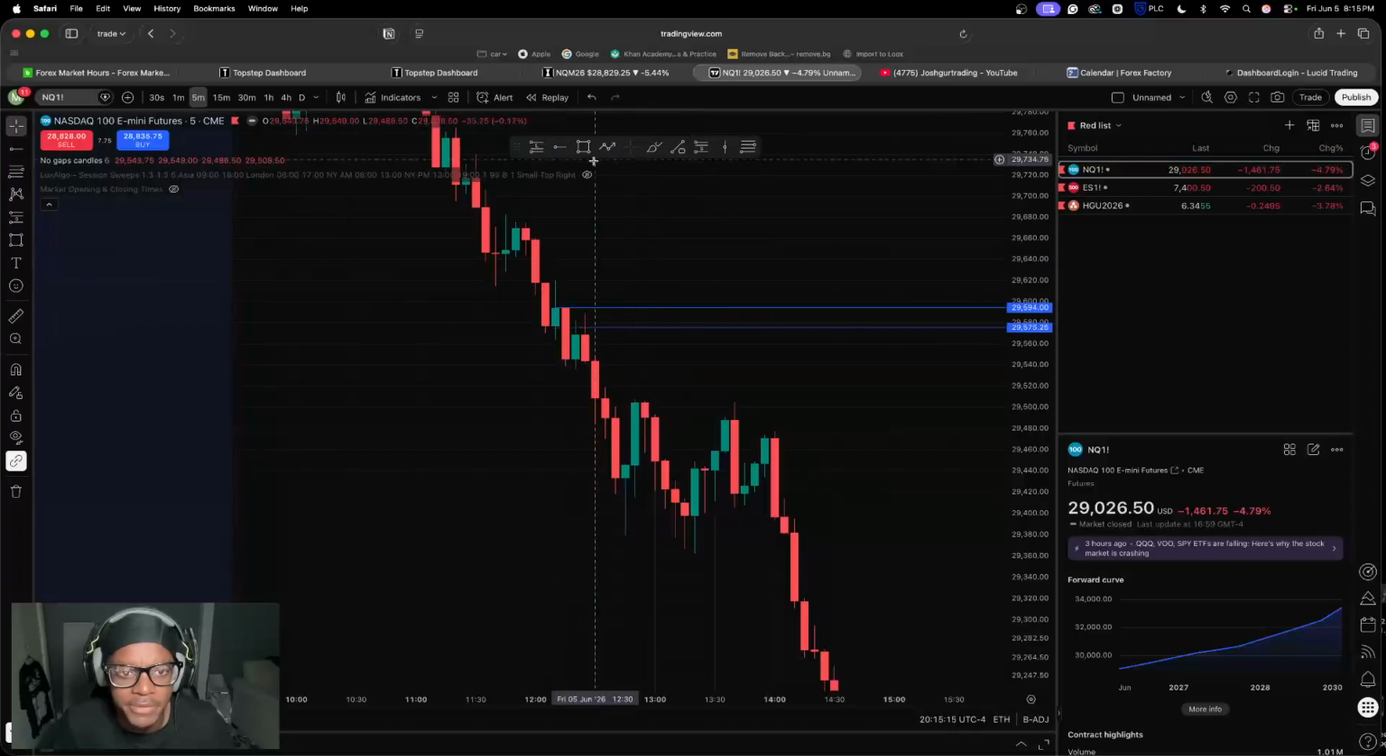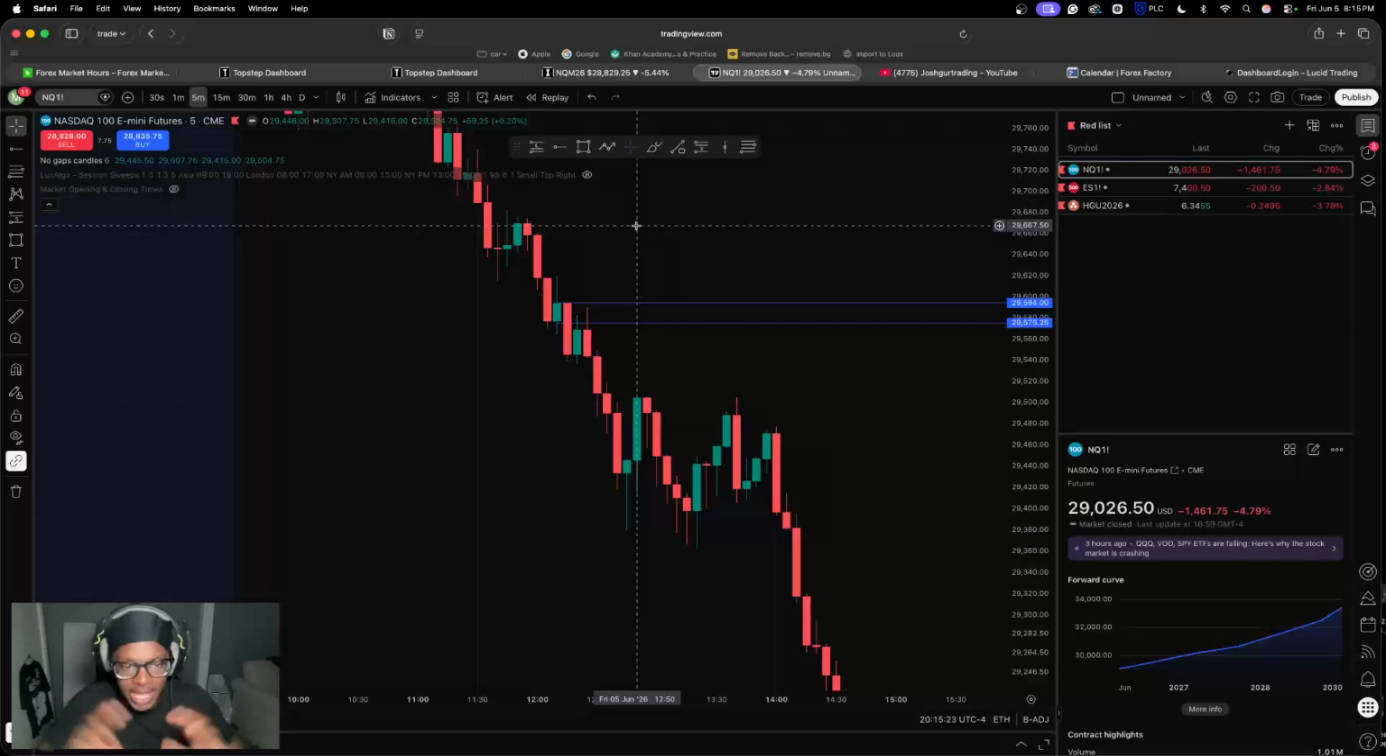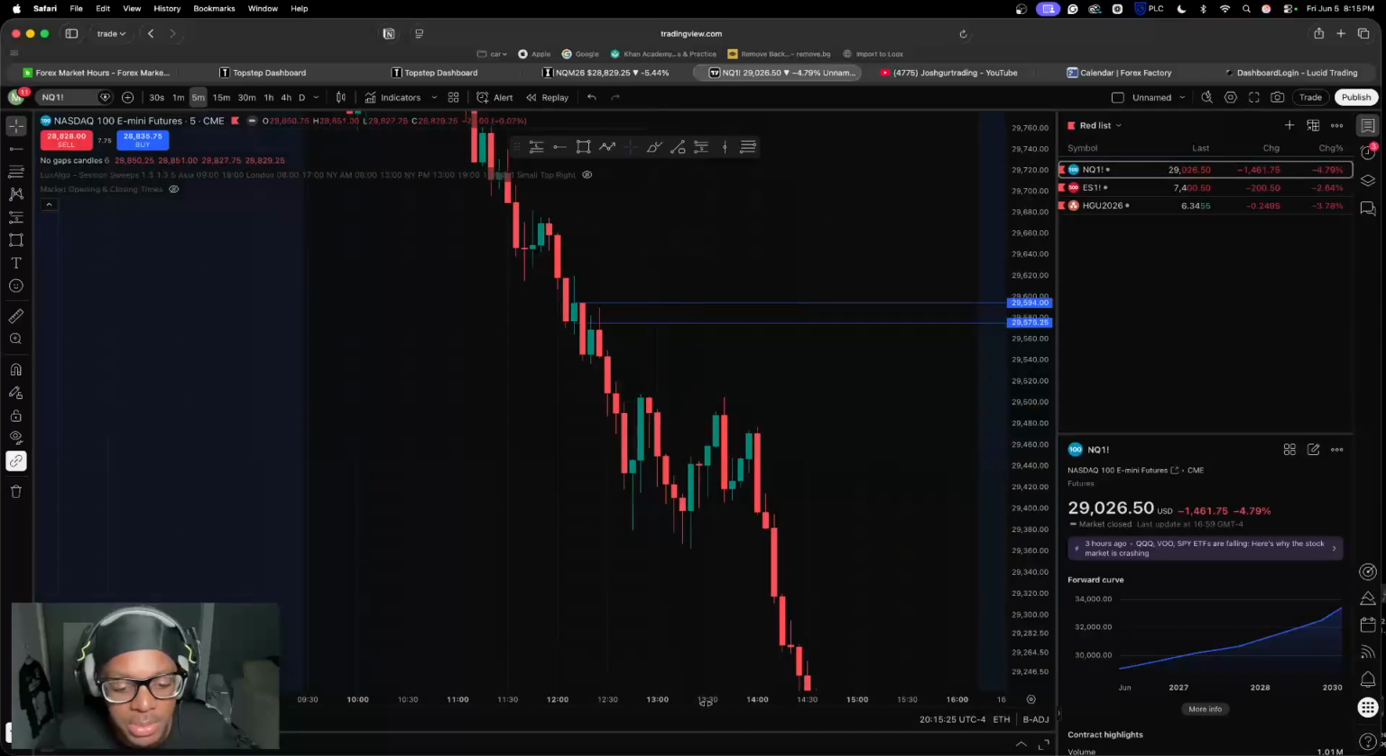And yo, I passed my other funded accounts just off of that, but I didn't really dial in my trading plan. Now that I'm able to do this, I'm able to actually see my trading plan. It's way better.